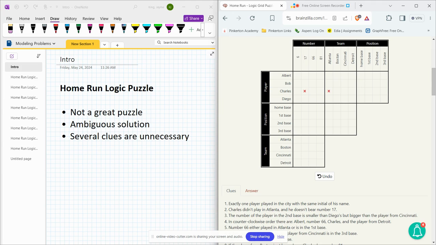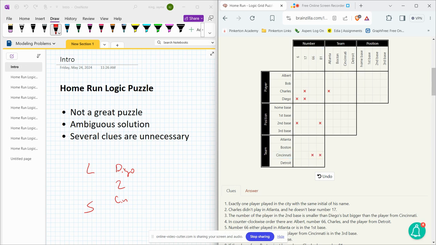But for right now, I know that it tells me in terms of their numbers, from large to small, that second base is smaller than Diego, but bigger than Cincinnati. So what that tells me is that Diego has to be in one of the 2 biggest spots, second base has to be in one of the 2 middle ones, and then Cincinnati has to be one of the 2 smallest ones.